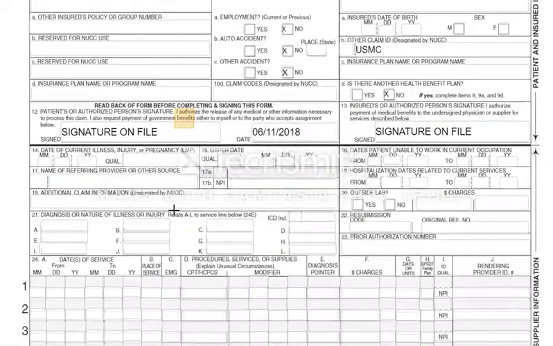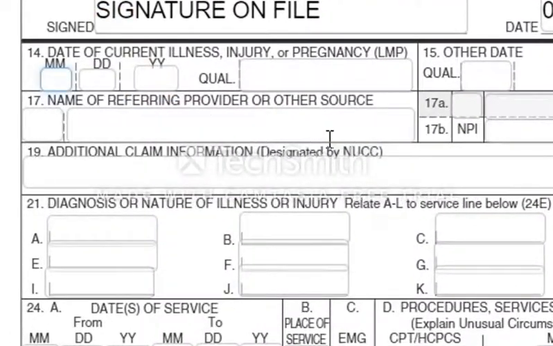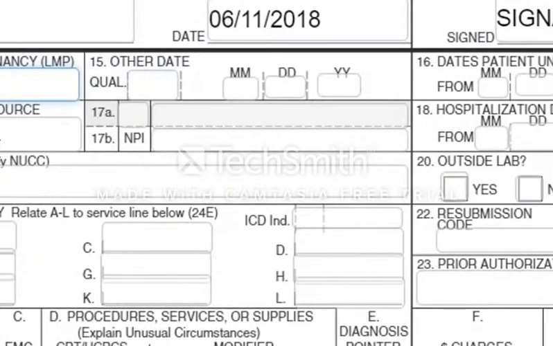Blocks 12 and 13 will remain the same. We will type signature on file for both of them. Block 14 will remain the same. We will go ahead and type in the current date of illness. And then remember qualifier 431 if we're doing the illness or injury, qualifier 484 if we are doing last menstrual period. Block 15 will refer to if there is any other date associated with Block 14.